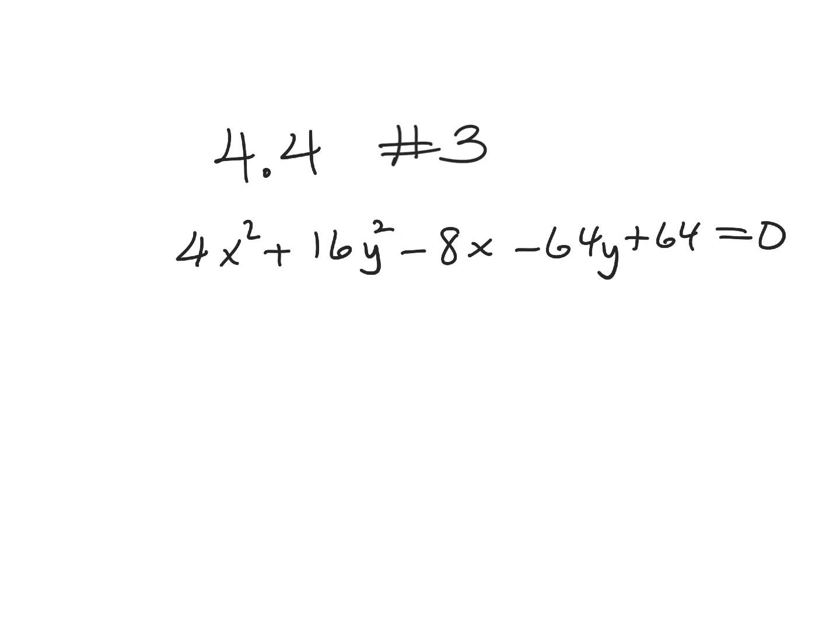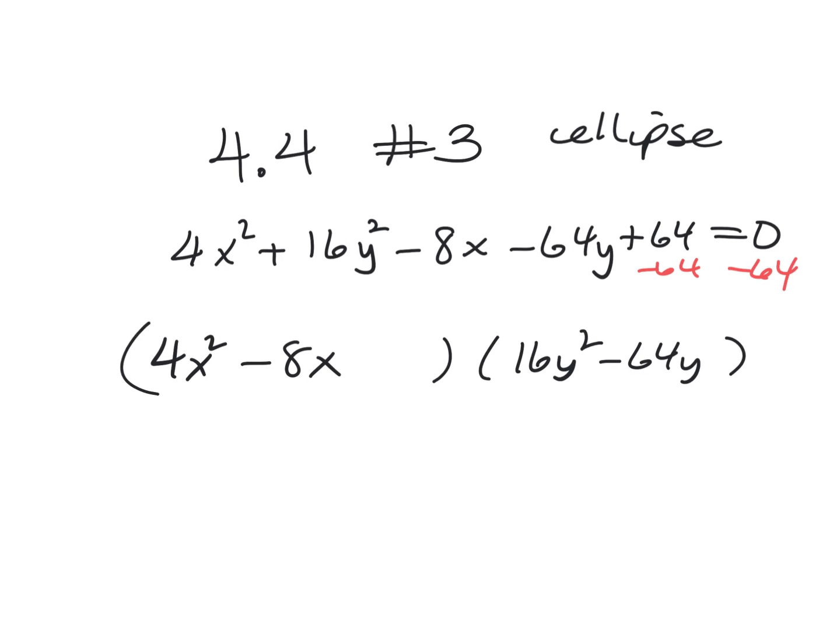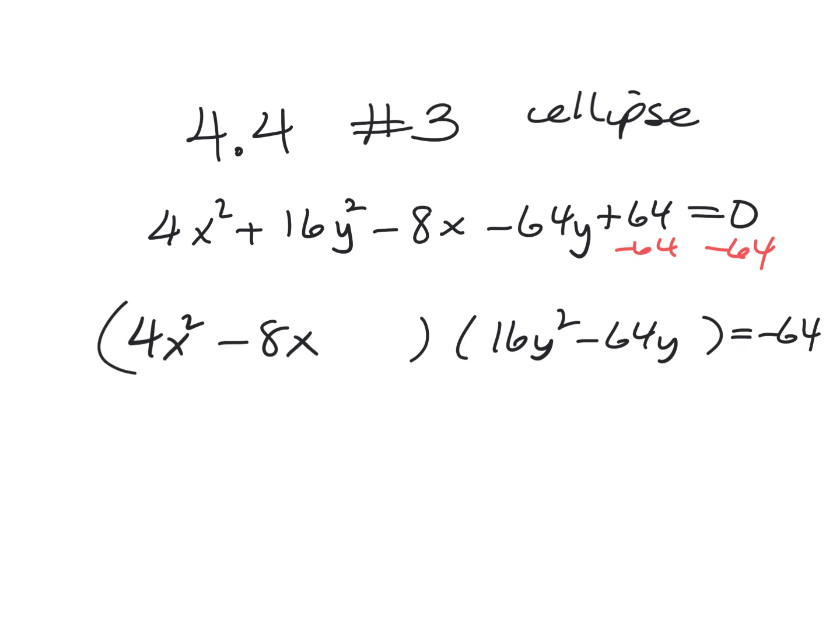So notice both x squared and y squared are positive. This is an ellipse. When x squared and y squared are different signs, then it would be a hyperbola. Now I'm going to put my x's together, leave a blank space, put my y's together, leave a blank space, and also move this constant to the other side. So I'm going to put 4x squared next to negative 8x, leave a blank space, put the 16y squared next to the 64y, leave a blank space, and then it equals negative 64.